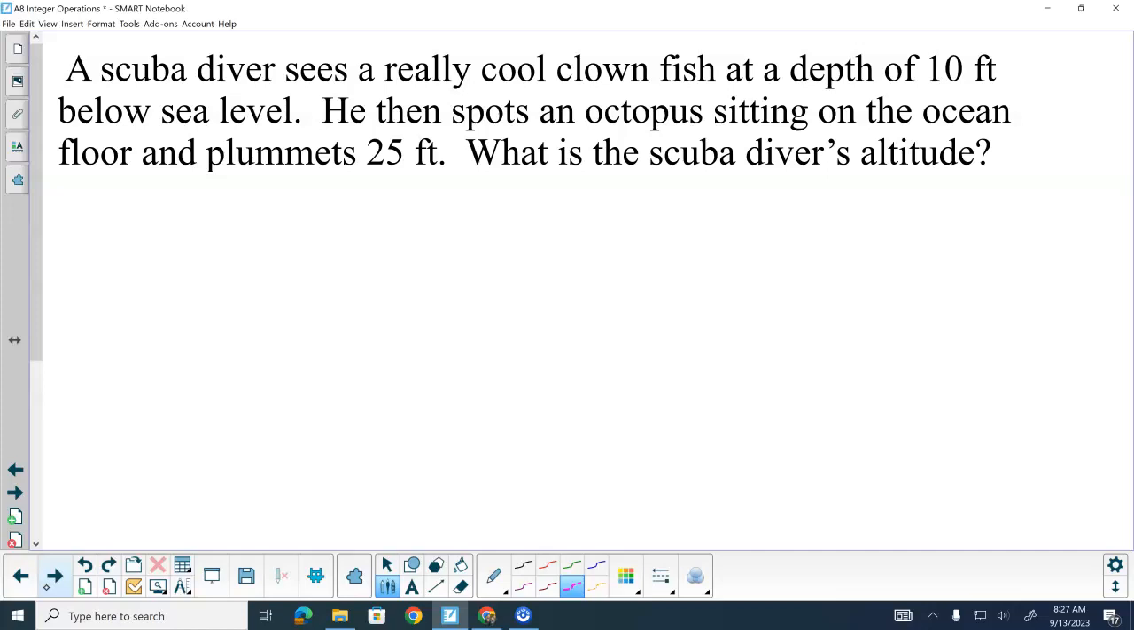A scuba diver. Now, just so you know, in a word problem, we're not scared of them. We're okay with word problems. We don't fear them. Okay? The most common mistake made in a word problem is people not reading it and trying to just say, oh, there's 10, there's 25, I've got to do something with those two. So a scuba diver sees a really cool clownfish at the depth of 10 feet below sea level. He then spots an octopus sitting on the ocean floor and plummets 25 feet. What is the scuba diver's altitude?